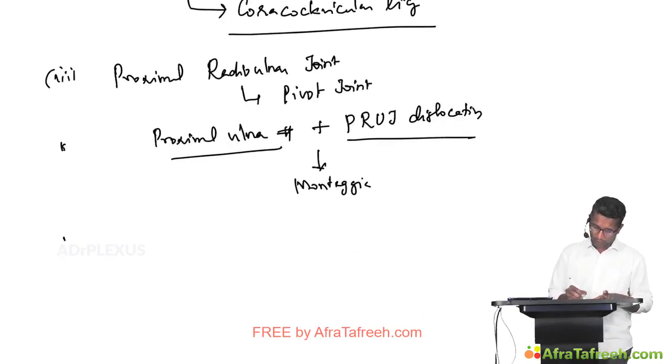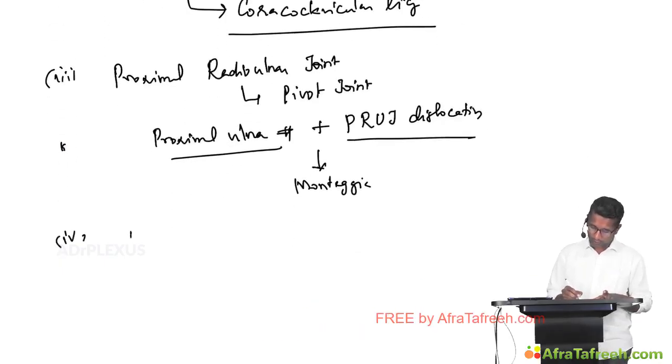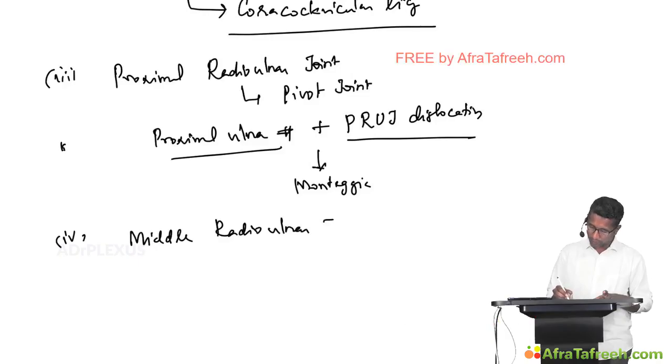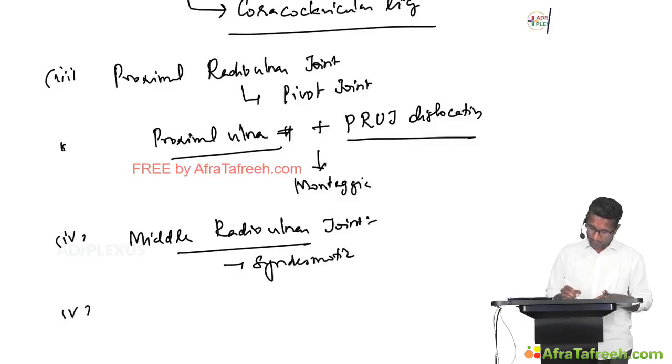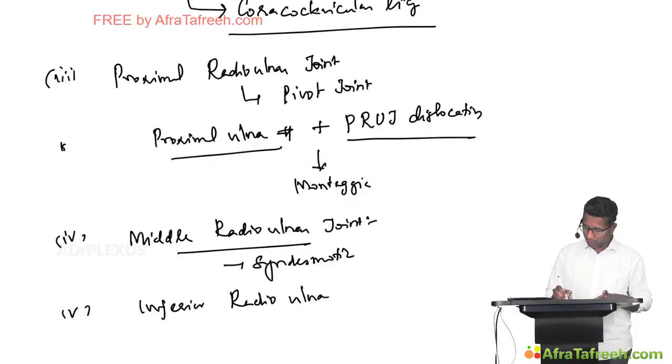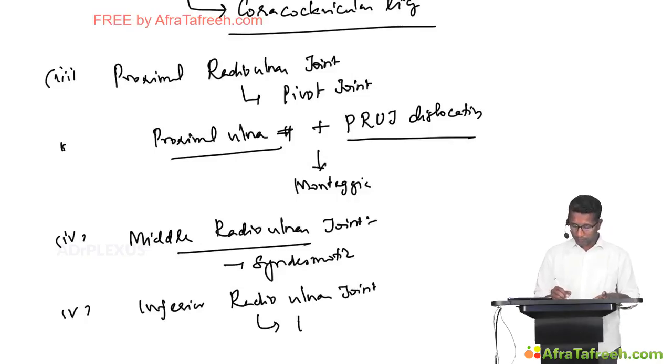Okay, so the next joint which you see here is the middle radioulnar joint. This middle radioulnar joint is a syndesmotic type of joint. Okay, there is a joint called the inferior radioulnar joint. This inferior radioulnar joint is an example for a pivot joint.